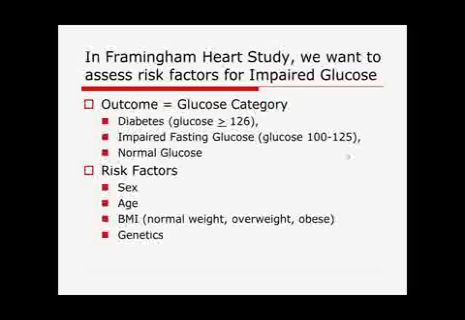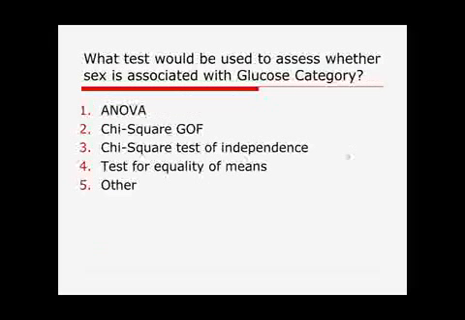All right? So what test would you use to see whether sex was associated with glucose category? Okay, a lot of you are responding. Good. It would be the chi-square test for independence. Why? Because sex is 2 groups and glucose category is 3 groups. So what you would do is set up a 2-by-3 table, with sex as the rows of the table, male, female, and the columns being the glucose category.